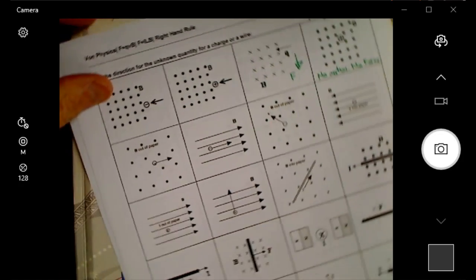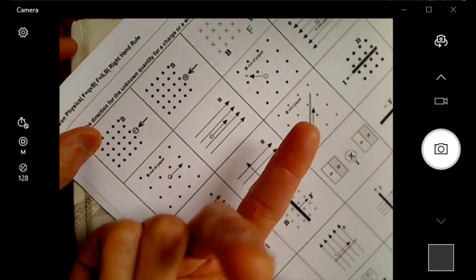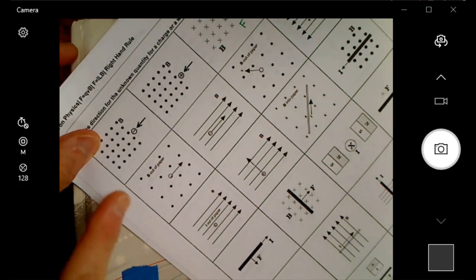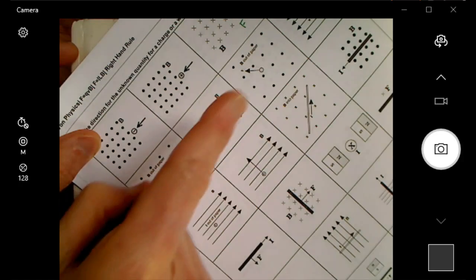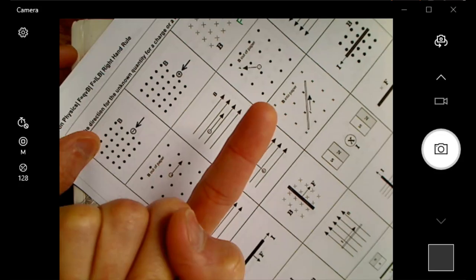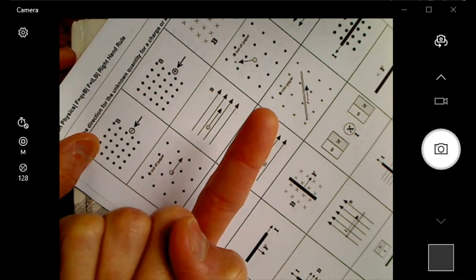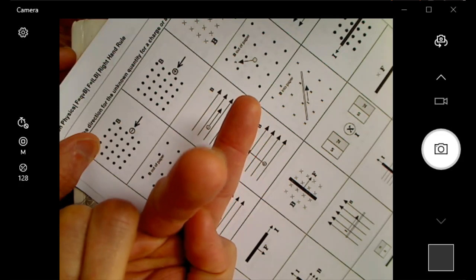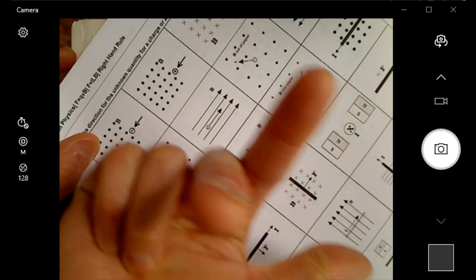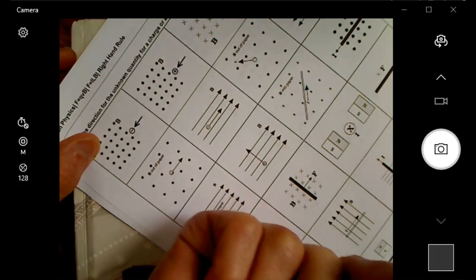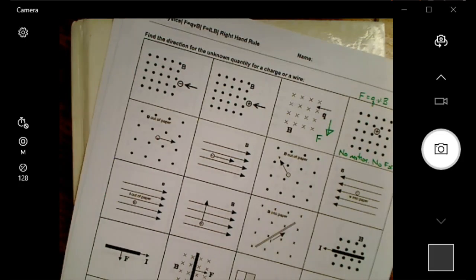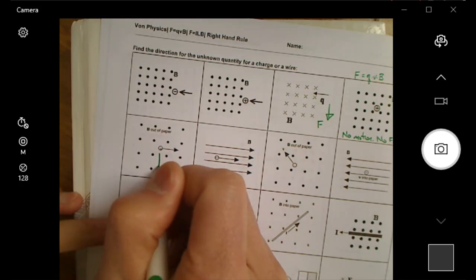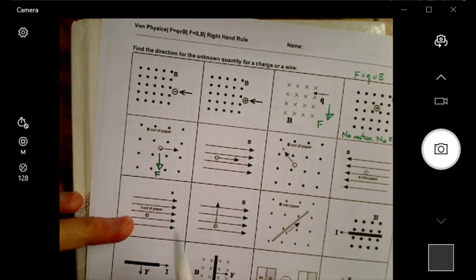Sometimes it's helpful to rotate the page so that your hands line up. Right, so here, my index finger is pointing this way. I'm going to line up my index finger that way. My middle finger is pointing up or out of the page, and my thumb is pointing down. So in this one, we have the force going down.